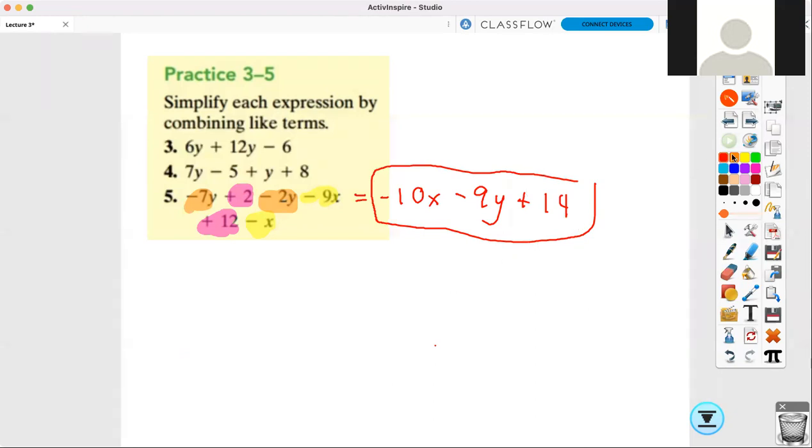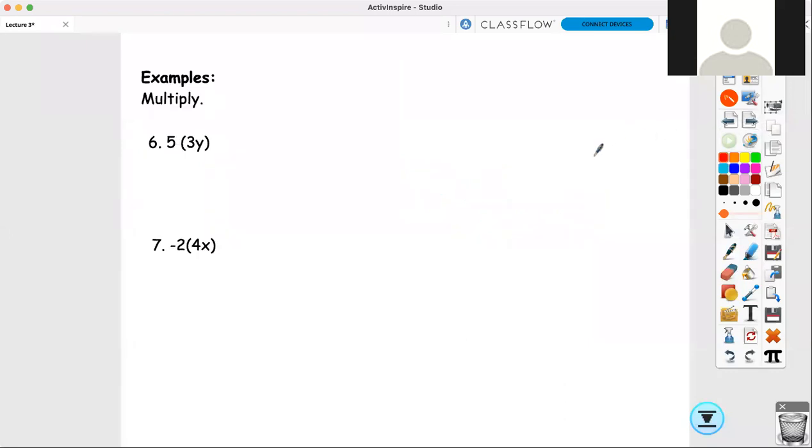Let me go ahead and set up the next examples real quick, 6 and 7. I'll give you guys 1 minute to set this up and I'll go ahead and work it out.